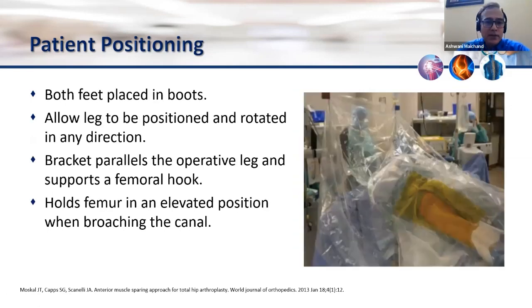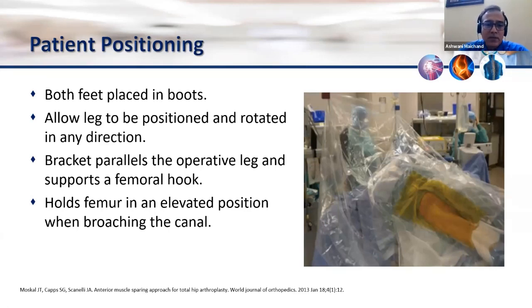So that is how they position the patient, and both legs are freely draped to be moved in any direction. And while they are broaching, the femur had to be elevated. So it makes the job of the surgeon easier, and it leads to less soft tissue damage and minimal stress on the bone, which might be osteoporotic in many patients. And we avoid periprosthetic fractures.